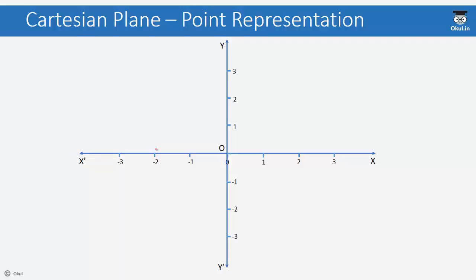So this is the given Cartesian plane and the given point is this. Now we have to write the position of this point in such a way that it will represent the precise location of the point in the Cartesian plane. As I told you earlier, what Descartes did was he represented the position of the point with the help of perpendicular distances on both the horizontal and the vertical axis, where the horizontal axis is the x-axis and the vertical axis is the y-axis.